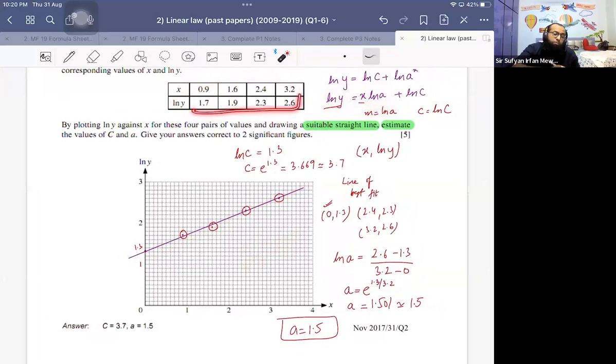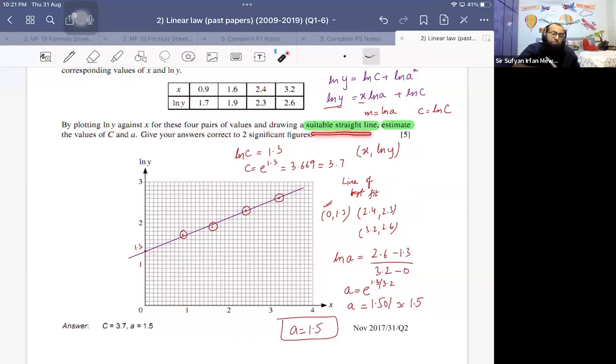For the gradient, we have 4 pairs of points given. But should we use any 2 points from this table? The answer is a big no. Why? Because the question specifically mentions by plotting ln y against x for these 4 pairs of values and drawing a suitable straight line. First plot the points and draw a suitable straight line, then estimate the values of C and A. Without drawing a suitable straight line, you cannot estimate. This is what the examiner is telling you. And we have to give our answers correct to 2 significant figures.